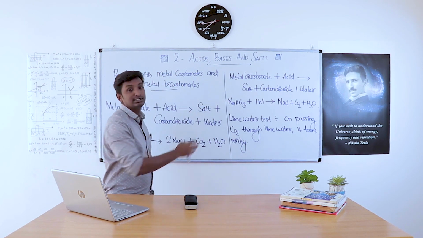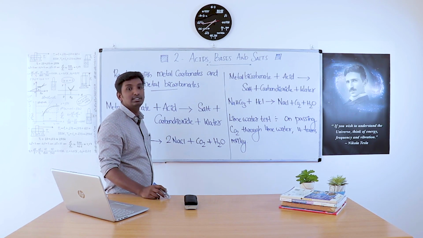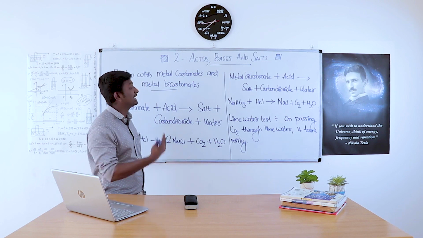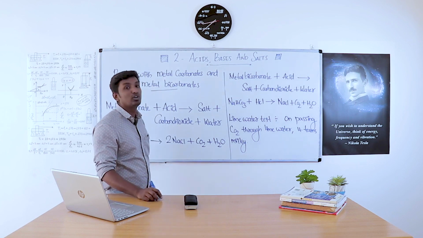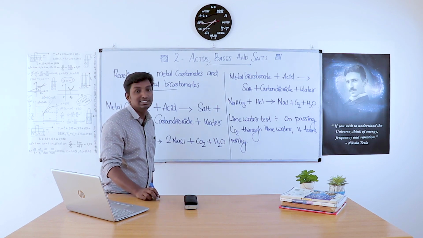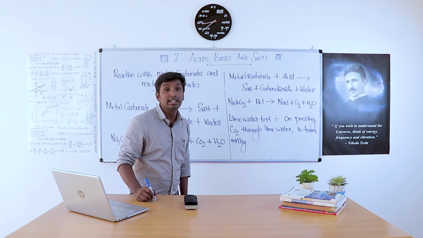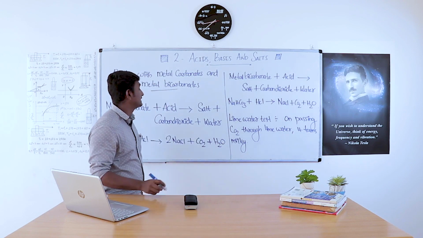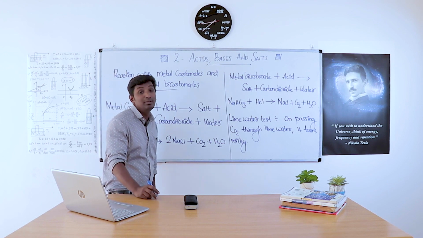Now in both these reactions, carbon dioxide is formed. How can we check whether carbon dioxide is formed or not? The test for carbon dioxide is the lime water test. We already studied the test for hydrogen, which is the pop test. Here the gas formed is carbon dioxide, so for checking carbon dioxide, the test we follow is the lime water test.